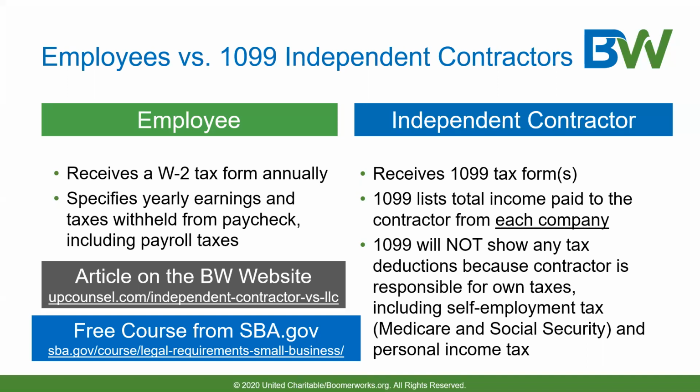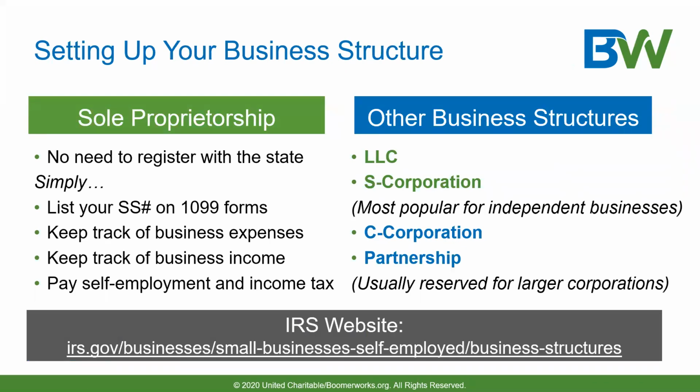The 1099 will not show any tax deductions because the contractor is responsible for their own taxes, including self-employment tax, such as Medicare and Social Security, and personal income tax. So it's very important to set aside your estimated taxes each time you get paid by a client so that you won't have a big tax bill at the end of the year. A good rule of thumb is to set aside 30%. Your accountant can walk you through best practices.